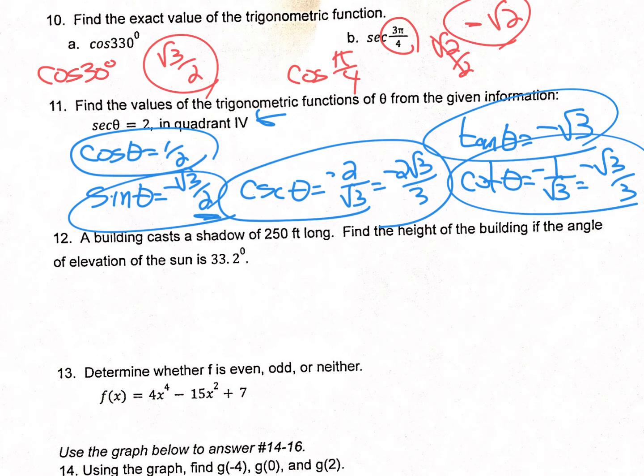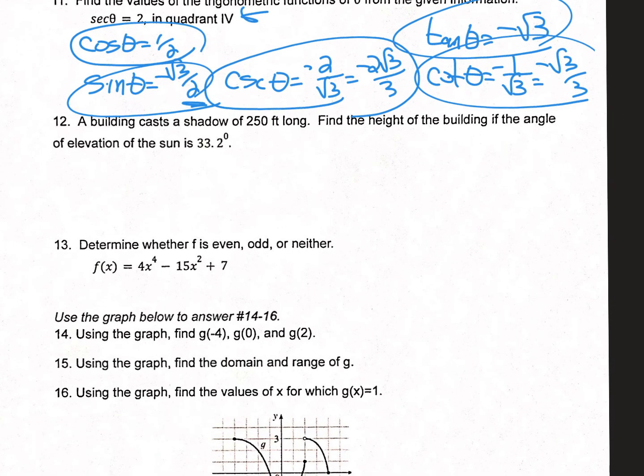Okay, there we go. Number 12. So if a building casts a shadow of 250 feet long, oh my gosh. Find the height of the building if an angle of elevation to the sun is 33.2 degrees. So draw your triangle. Here's your building right there. Don't know how tall the building is. That's what we're trying to find. That's my x. The angle of elevation, which is the same as depression, it must touch the horizontal, so it has to be down there. It has to be.